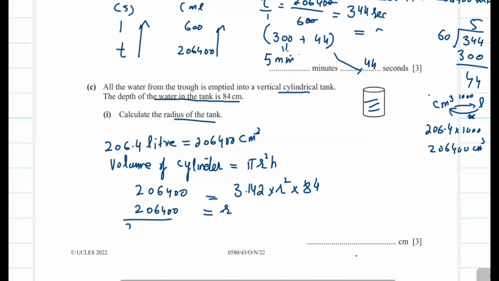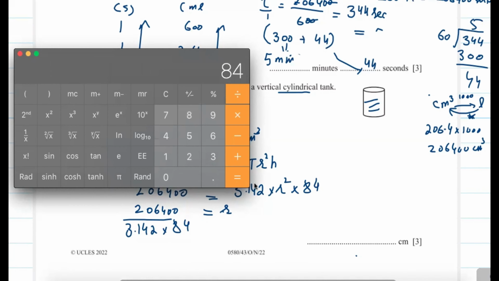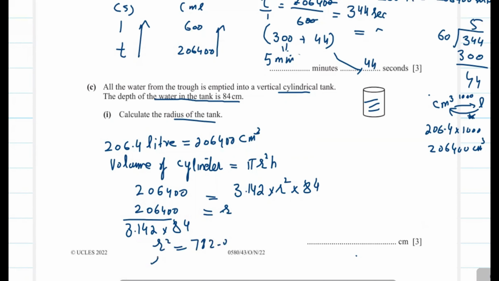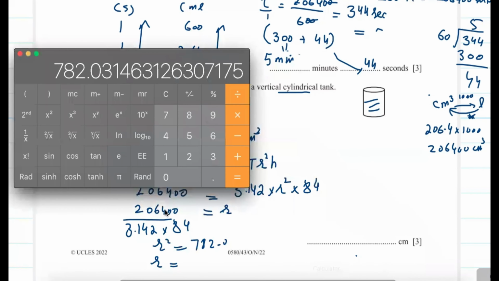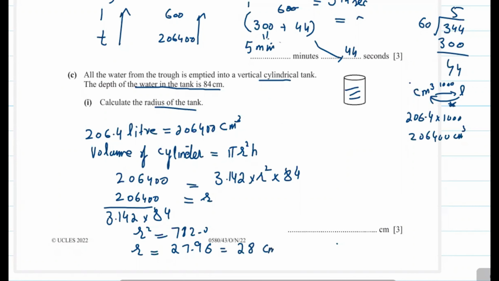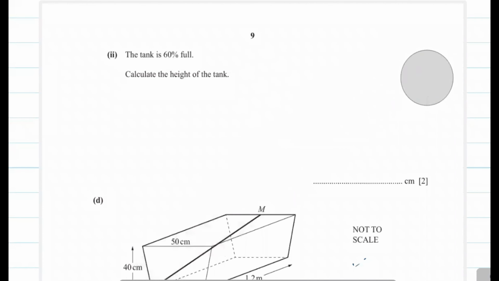206,400 divided by 3.142 divided by 84. Now we see that the answer is 782.0. Now we take the square root on both sides. The answer is 27.96. Write it as 28 centimeter also. And to 3 significant figures, 28.0 is the answer.